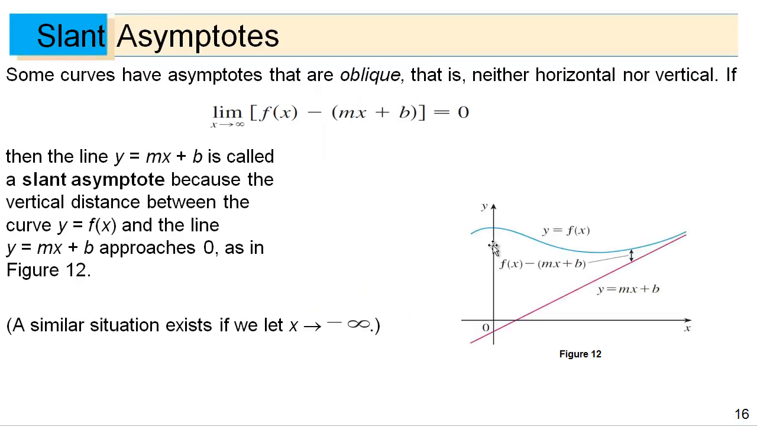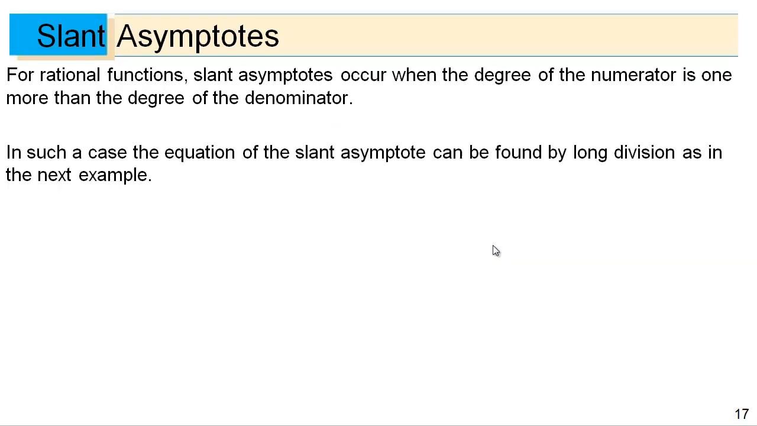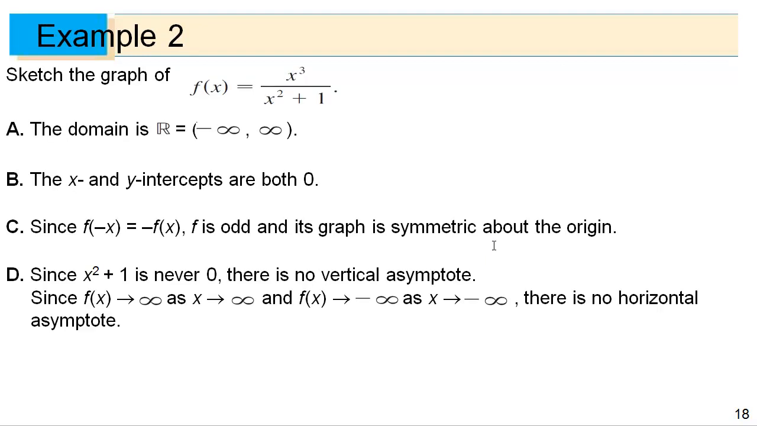All right, slant asymptotes, as they're sometimes called oblique, and I mentioned that this is when you take the limit as you go out to infinity or negative infinity, you get a straight line and a remainder. For rational functions, this only happens when the numerator is 1 degree bigger than the denominator, and in order to find those, you have to do long division. So let's look at this example. We see that the top is 1 degree bigger than the bottom, so we will have a slant asymptote here.